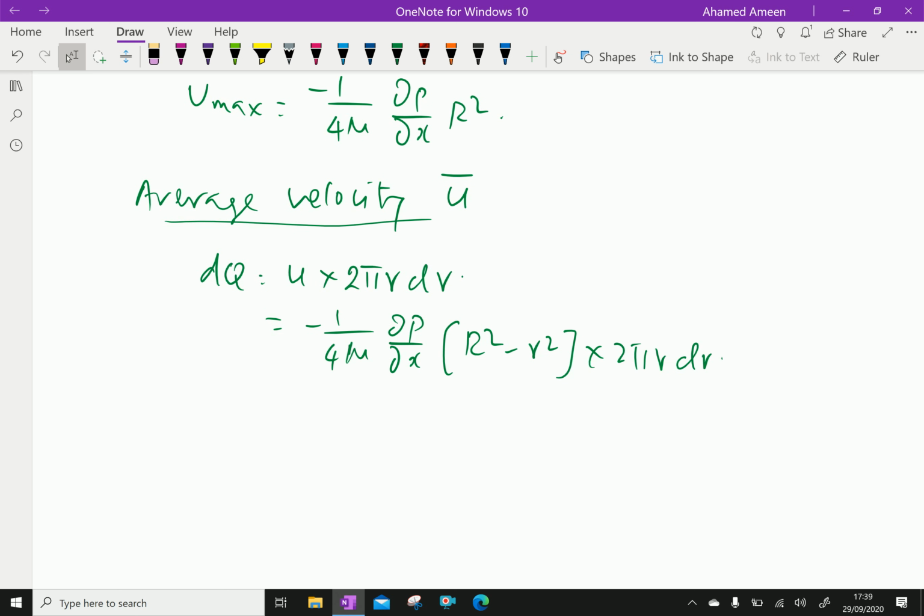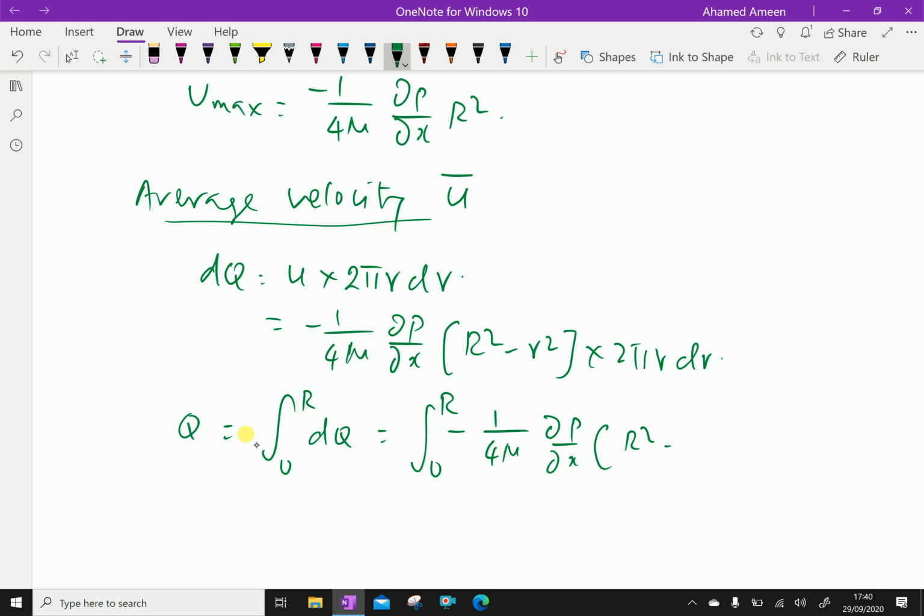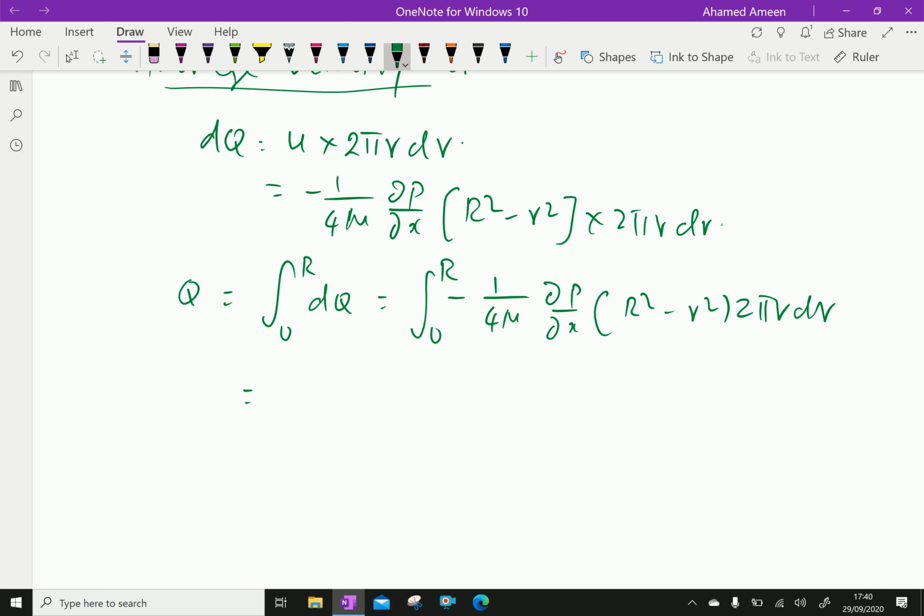Therefore integrating, we'll get Q equals integral 0 to R of dQ, which equals integral 0 to R of minus 1 by 4 mu dou p by dou x, R squared minus r squared, 2 pi r dr. The constant comes out of the integration, that is 1 by 4 mu dou p by dou x into 2 pi, integral 0 to R, the remaining thing is R squared minus r squared, r dr.